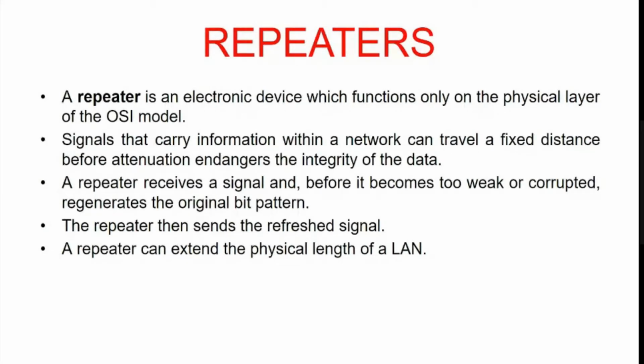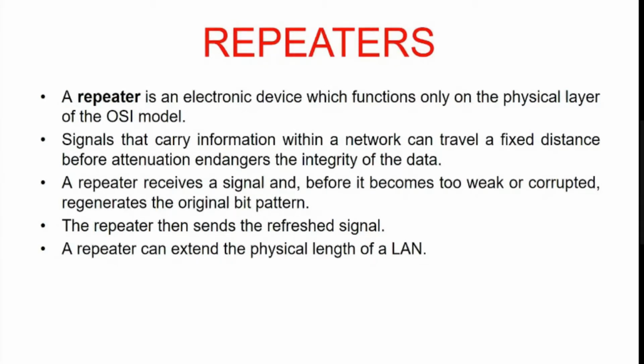The signals that carry information within a network can travel only a fixed distance before attenuation or other loss of data integrity. Attenuation is a kind of noise. So the signal that carries the information travels only a short distance. A repeater receives the signal before it becomes too weak or corrupted. This is the role of the repeater.